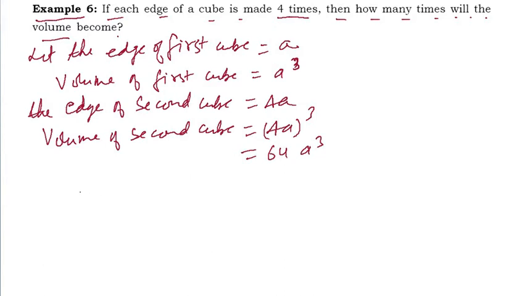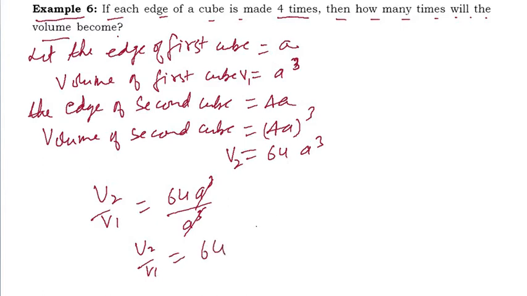So you can write here volume of second cube upon volume of first cube. So the first volume is V1 and the second volume is V2. So now find V2 upon V1. That is V2, 64 of a cube, and here is a cube only. A cube cuts. So V2 upon V1 is equal to 64. So you have to write 64 times. So that one is your answer.